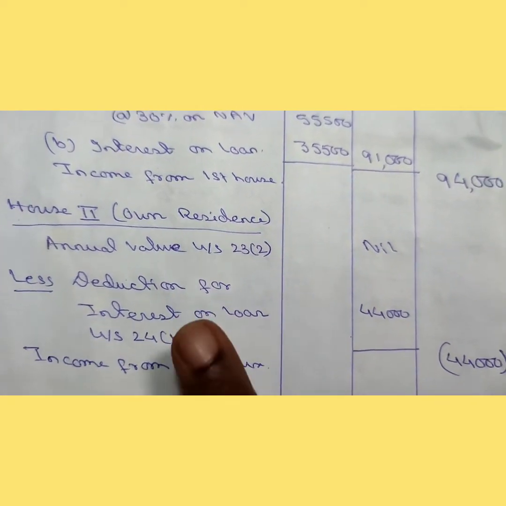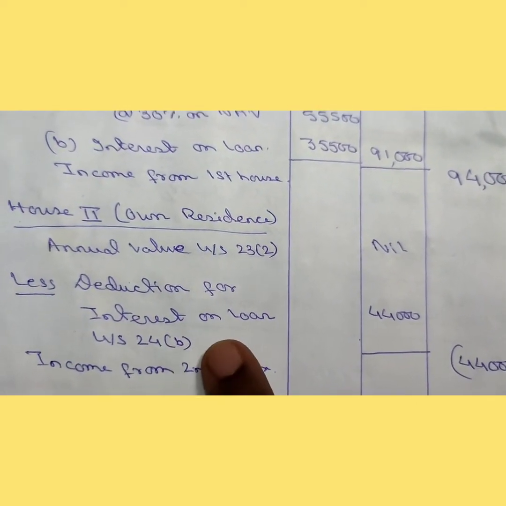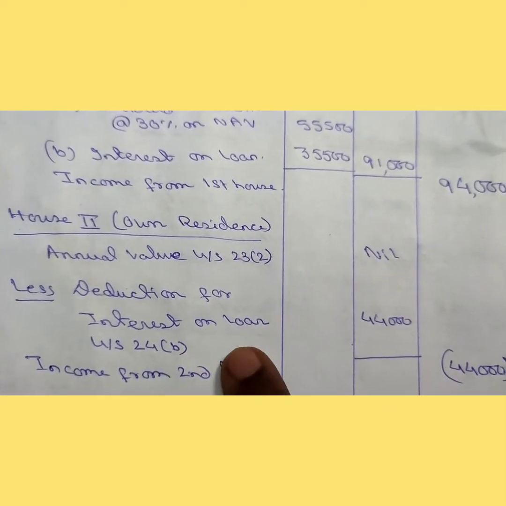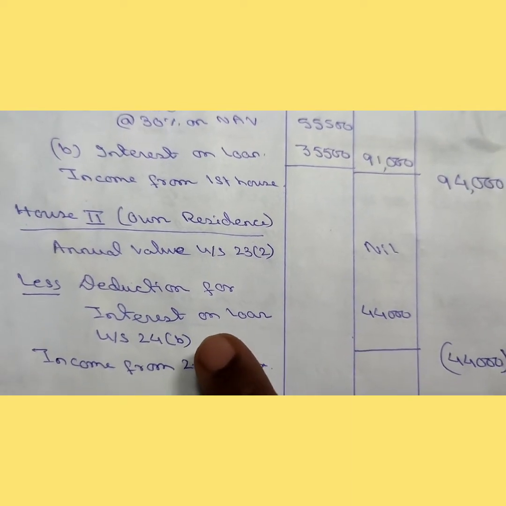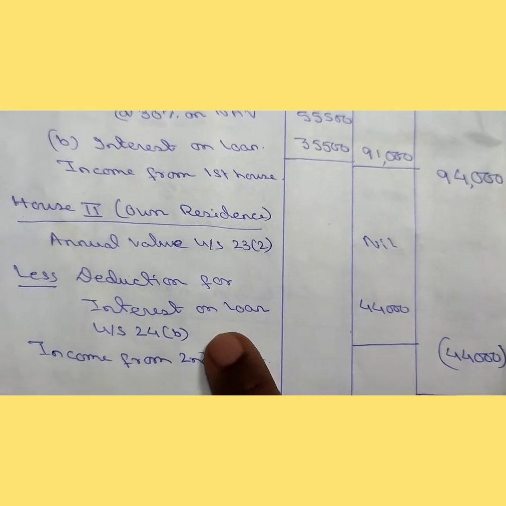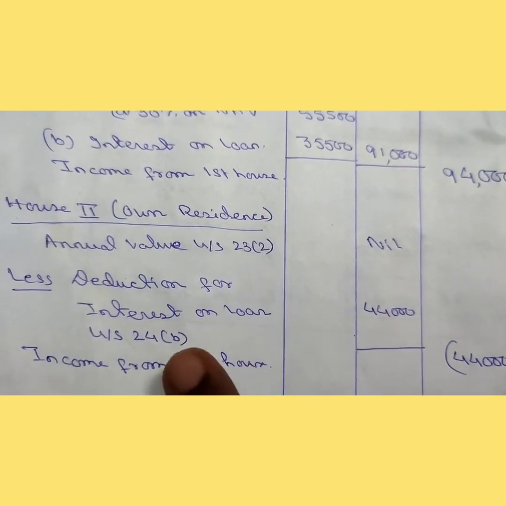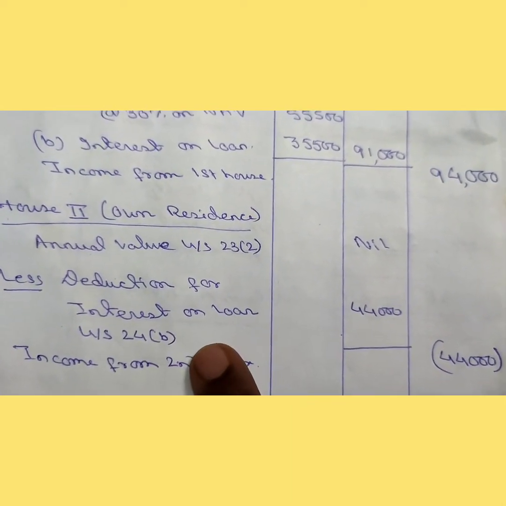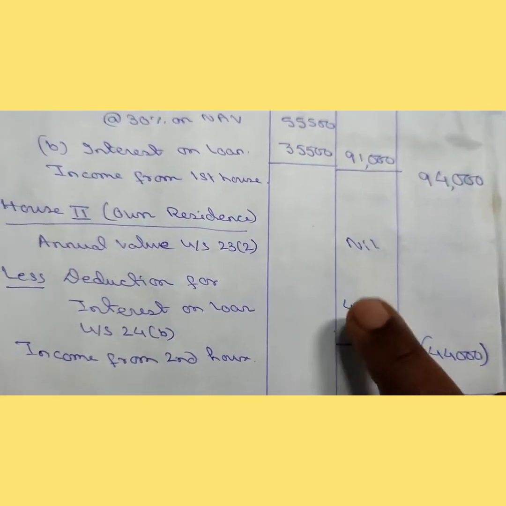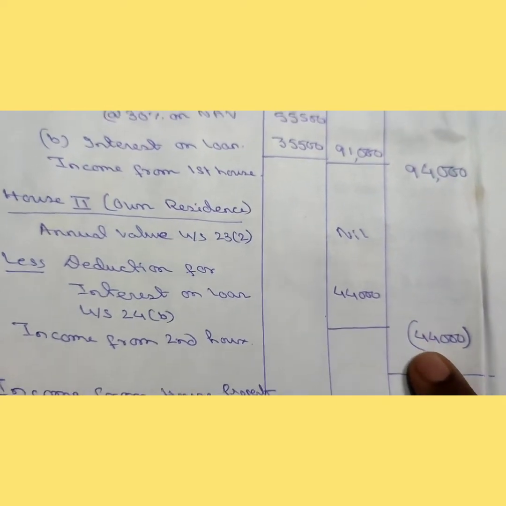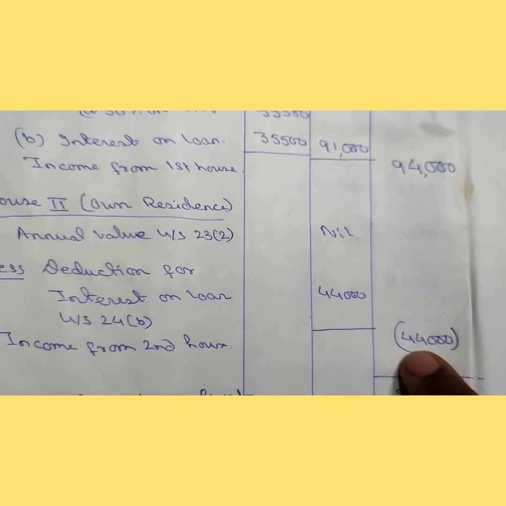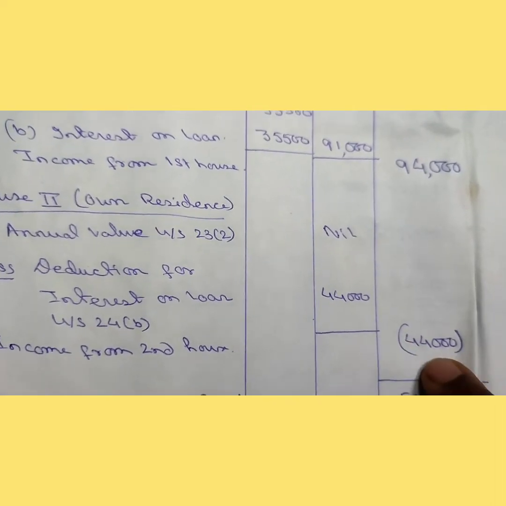Now there is only one deduction in case of self-occupied house property. No other deduction is there. That means municipal tax will not be deducted here, and no standard deduction is there. Only one deduction is there, that is deduction for interest on loan under section 24 clause B. That is 44,000 given in the question. That means income from the second house is negative 44,000. This is within brackets, meaning negative 44,000. You can write minus 44,000 also.